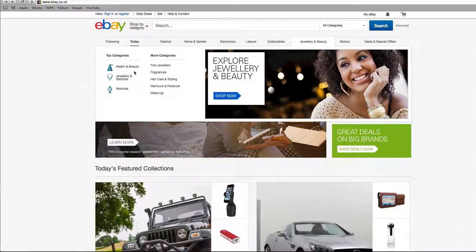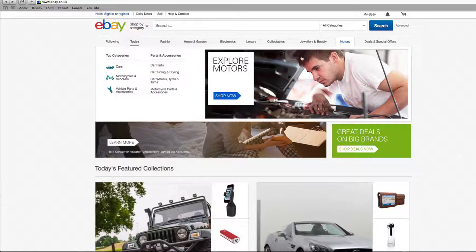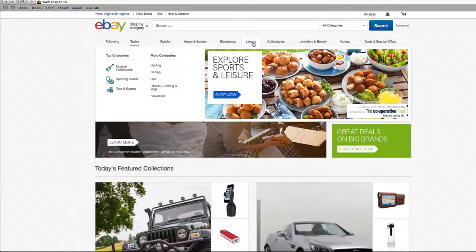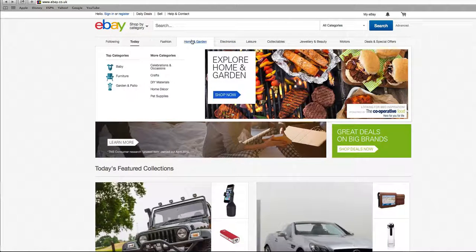So it's giving you data based on the sales that happen on the actual platform. Look at motors. You've got car parts, car tuning and styling, car wheels, motor parts, accessories, vehicle accessories, motorcycles and scooters, and obviously these are all cars and stuff, which we don't want to private label, or we can't. But look at home and garden. You've got celebrations and occasions, so there would be thousands and thousands of products under that.